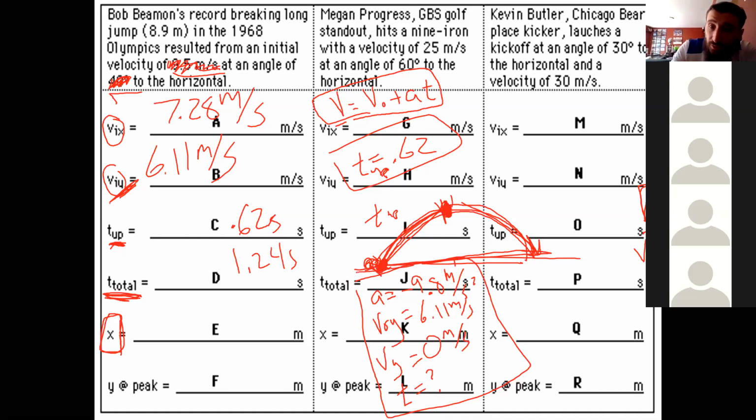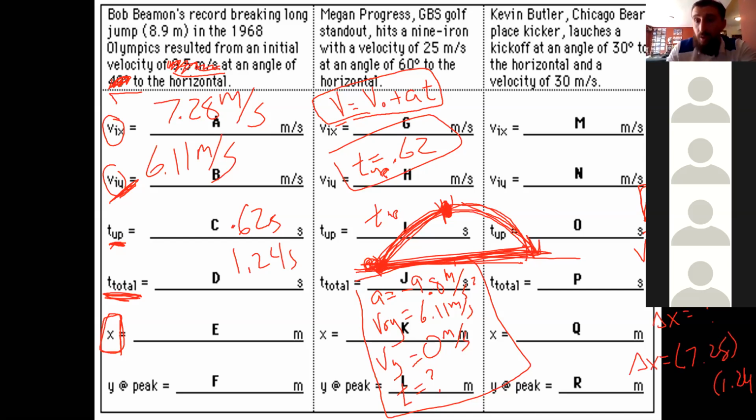Because he's traveling in the X direction, right? He's traveling this way the entire time it's going up and down. So now I can find my delta X by plugging in. I got delta X equals 7.28 times 1.24. And go ahead, type in an answer when you get it. That's the easiest one. Nine meters, right? 7.28 times 1.24. Everybody see where I got those numbers? Is everybody okay with where I got those numbers? Yep.